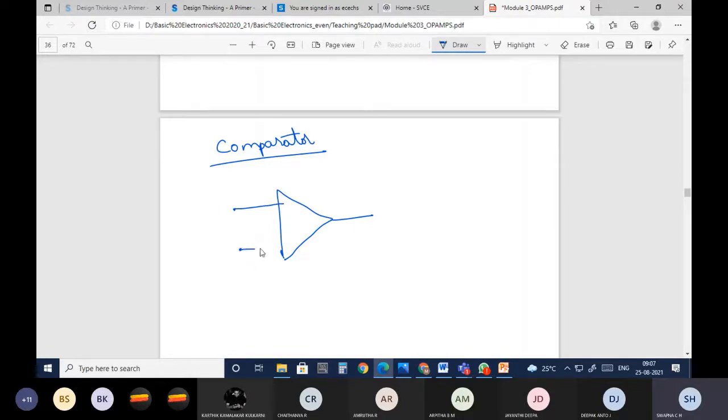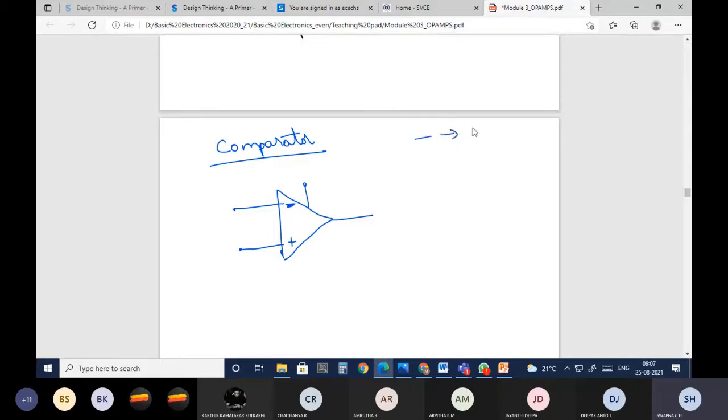It will compare both the inputs given to the inverting terminal and the non-inverting terminal. Both will be compared, based on the voltages applied. See, this negative terminal is the inverting terminal, and plus here is said to be the non-inverting terminal.